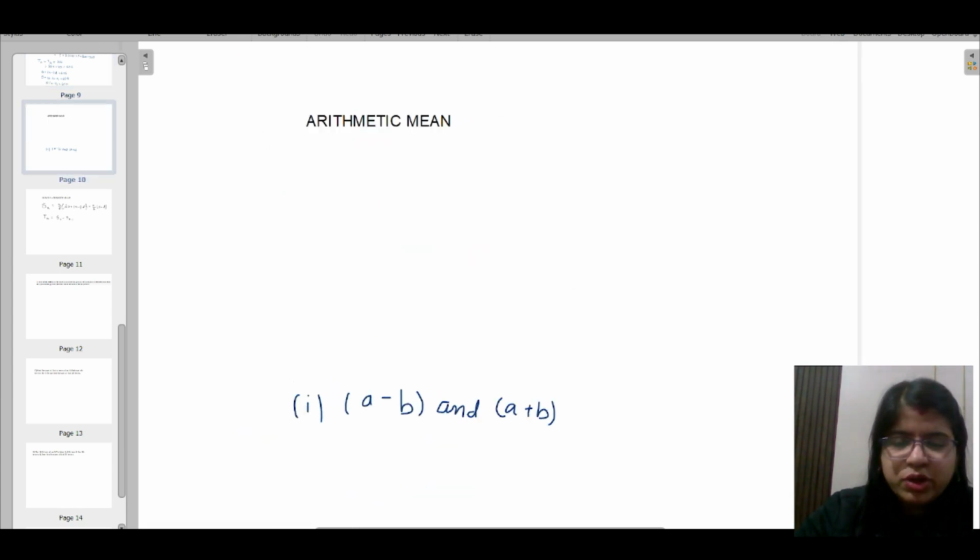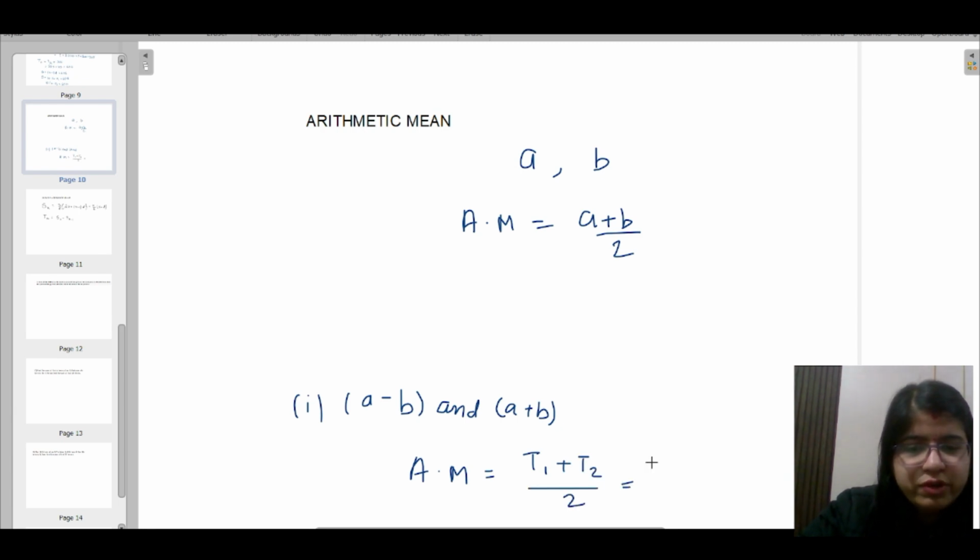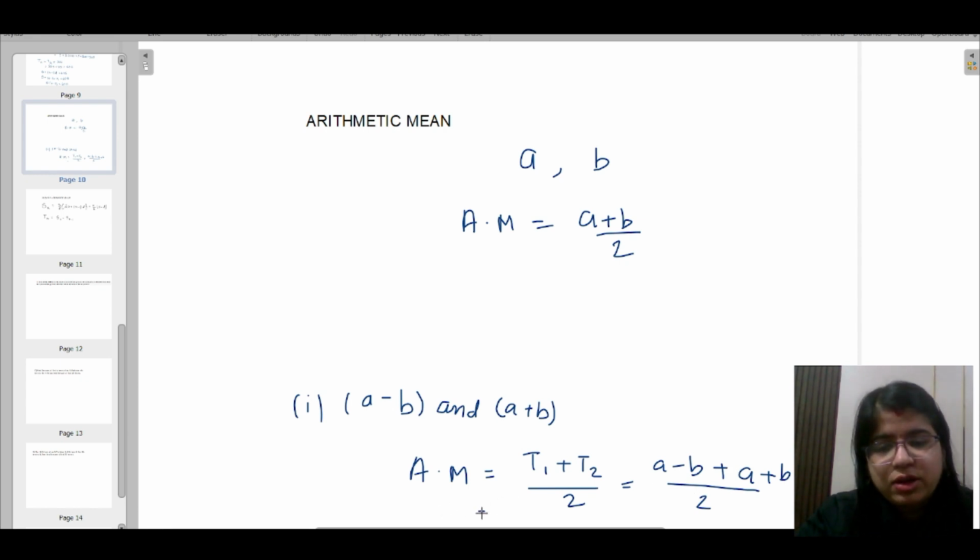Now students, let me tell you what is arithmetic mean. You already know that if there are two terms like a and b, and I have to find the arithmetic mean, then it will be (a plus b) by 2. So students, if the first term is a minus b and the second term is a plus b, you have to find the arithmetic mean here. So AM will be (T1 plus T2) by 2. So we will have (a minus b plus a plus b) by 2. So minus b plus b will get cancelled and we will be left with 2a upon 2, which is equal to a. Okay. So here the arithmetic mean is coming to be a.